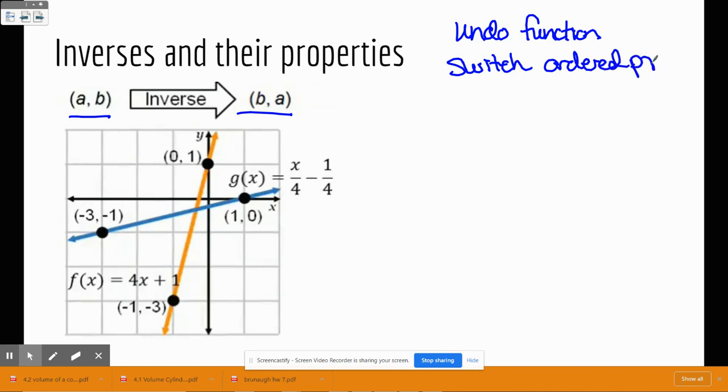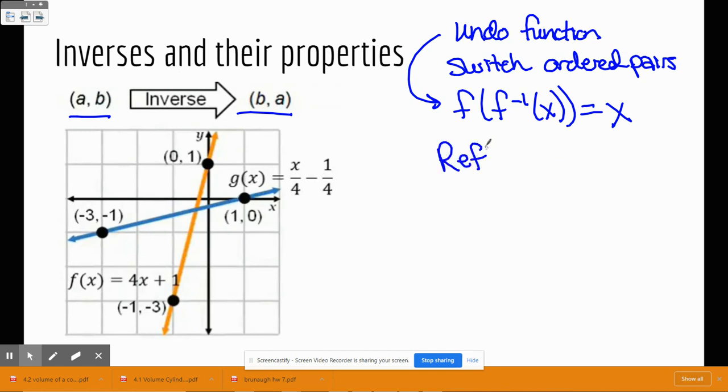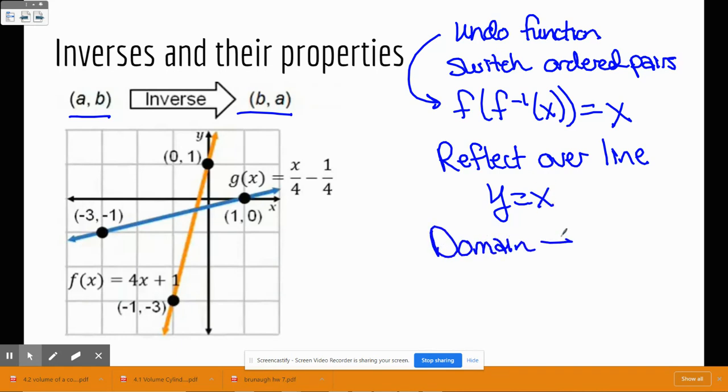There were all these different properties. And when they undo each other, if you took f of f inverse of x and did that composition, it made that super funnel. One function did something and one function undid it, so you just got whatever you plugged in. You could tell in the graph because they reflect over the line y equals x. The domain became the range, and the range became the domain because the x and y's switch.